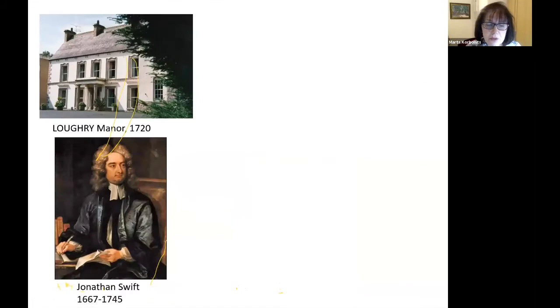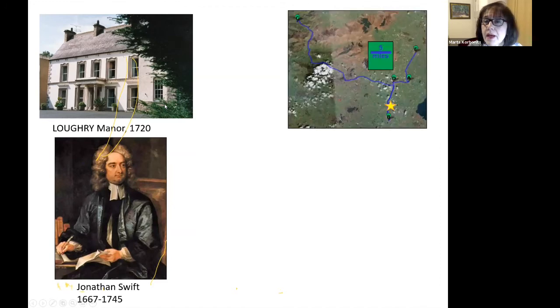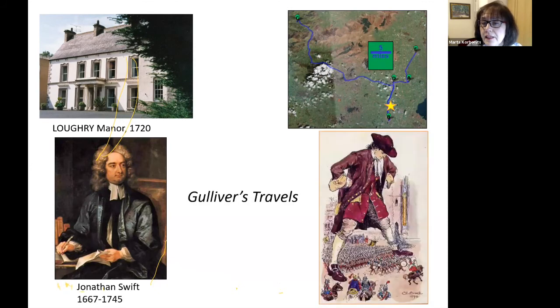So I would like to finish my talk mentioning Jonathan Swift, who was a writer from Dublin, but he was invited to spend his summer in 1720 in a beautiful house called Lorrie Manor. And the location of this manor is right here on our little map. And that summer, he wrote a book, and clearly he got his fantasy moved by the locals, because the title of the book he wrote in this house here was Gulliver's Travels.